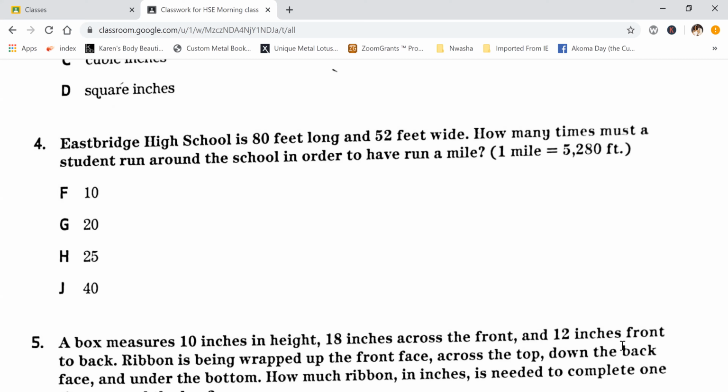Because they're talking about running around the school, which is a border, trim, track, anything like that, is a perimeter question. So what you have to figure out is, they gave you how many feet long and how many feet wide. What would be the total perimeter of running around the school? So that'll be adding all the sides, like 80 plus 52 times 2. Yes.